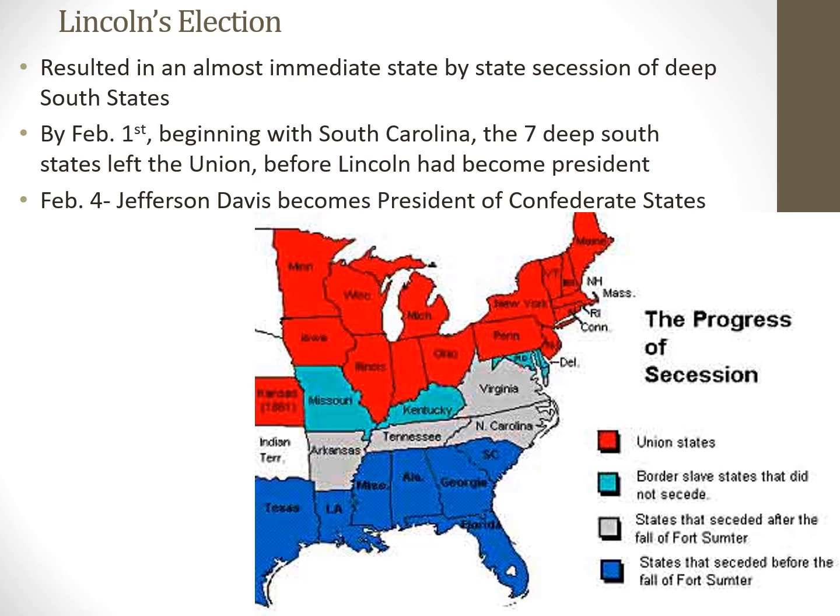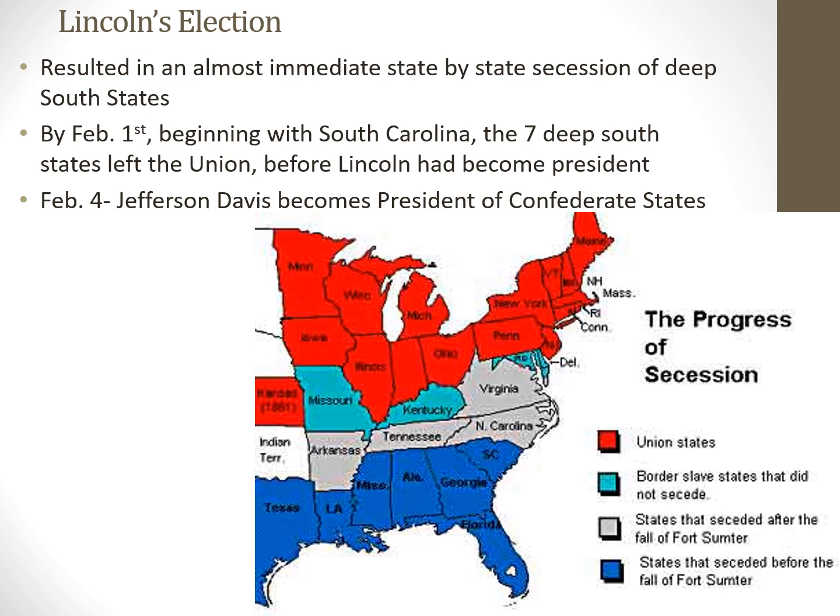After his election, state by state, Deep South states began calling conventions to secede. South Carolina took the lead, hoping that their lead would inspire others. South Carolina seceded, and ultimately seven Deep South states, the ones pictured in blue on this map, all seceded from the Union. On February 4th, Jefferson Davis is made president of the Confederate States.